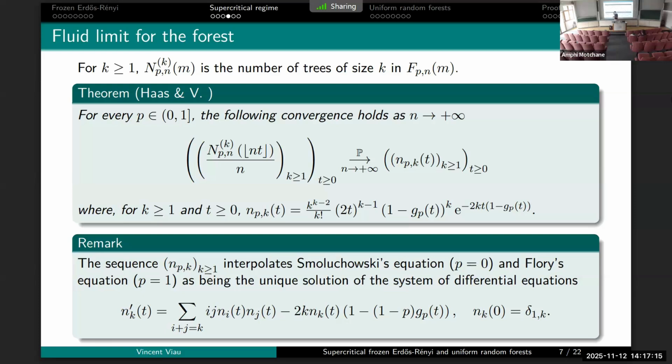So this enables us to place the frozen Erdős-Rényi model in a broader context of random graphs, with this relation with a coagulation equation.